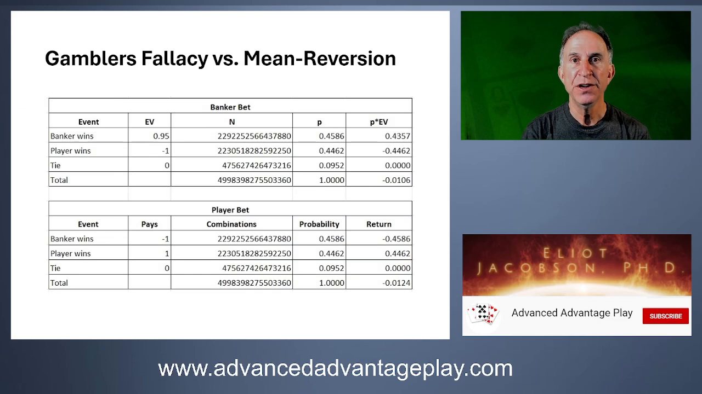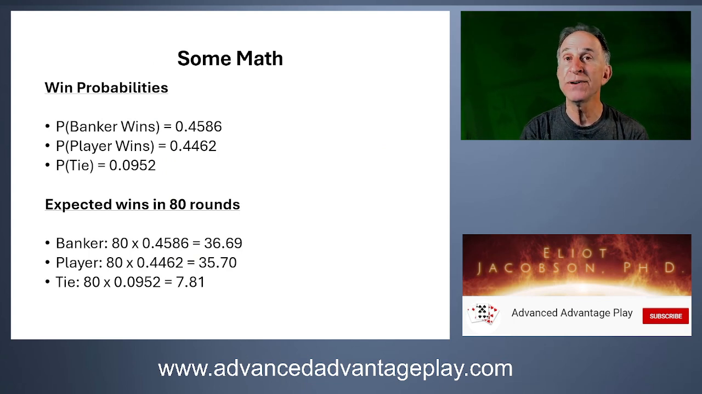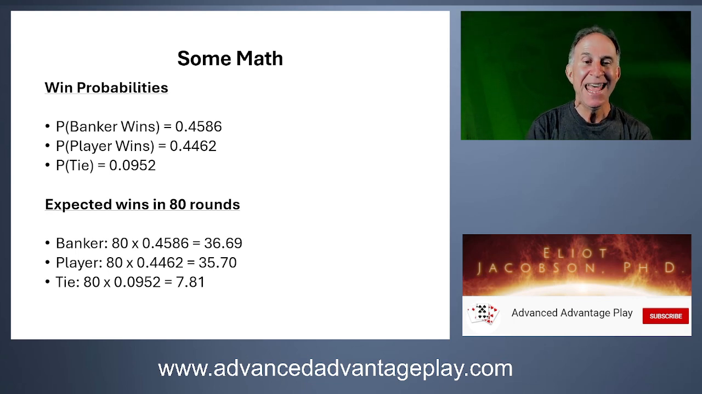So here we go. Here's the combinatorial analysis for baccarat, and you can see the probabilities in this column under P for banker wins, player wins, and tie. So this is what the actual mathematics says. In practice, it means that the probability of a banker win is 0.4586, of a player win is 0.4462, and a tie is 0.0952.